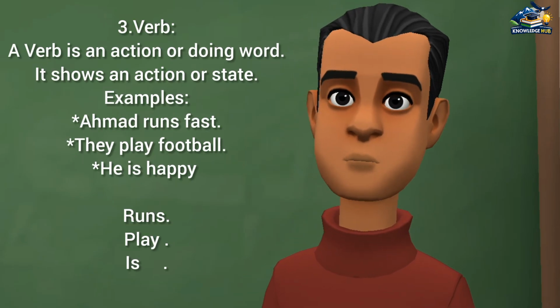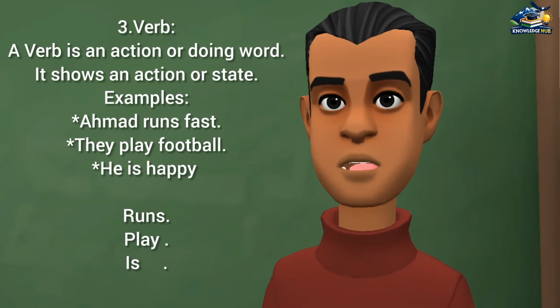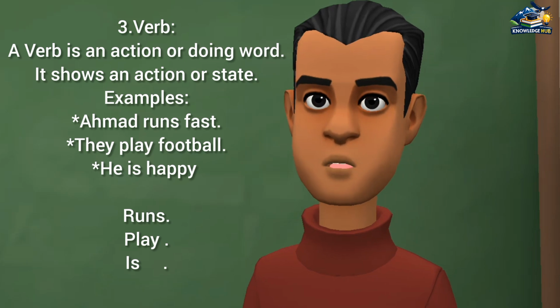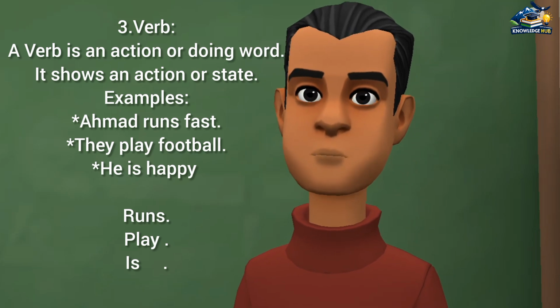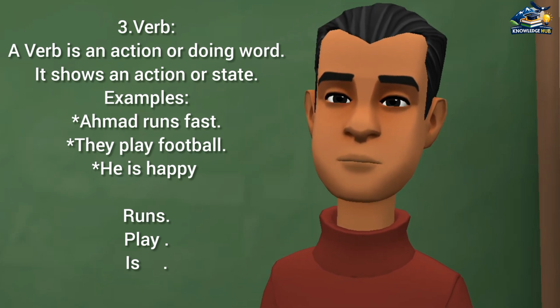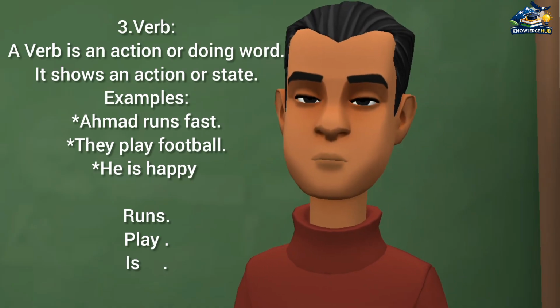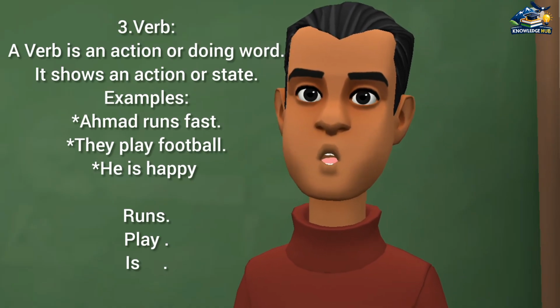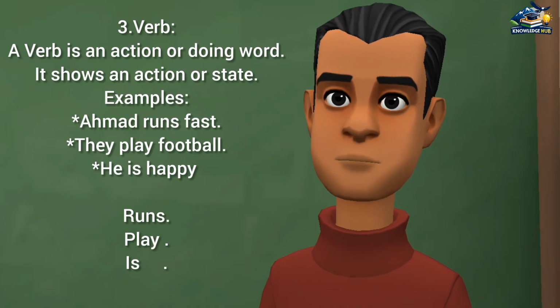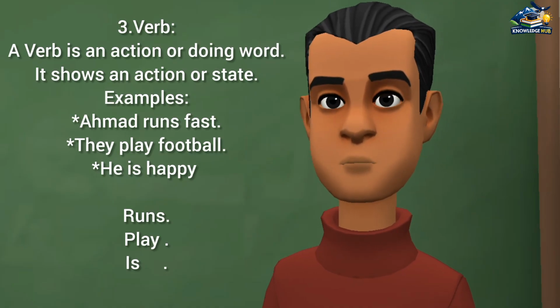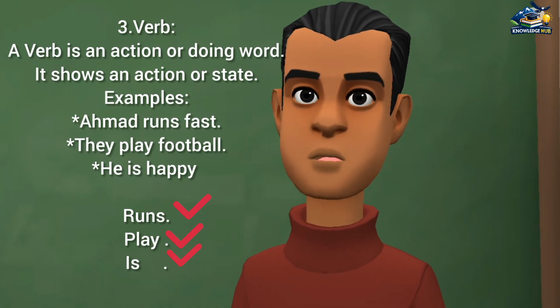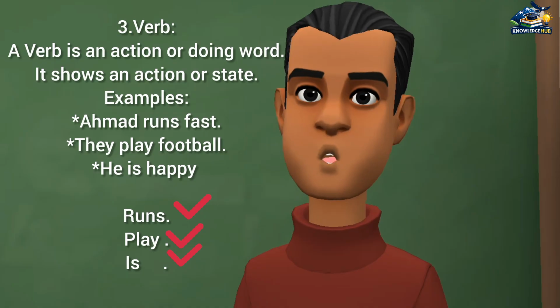Number 3. Verb. A verb shows an action or state. For example, 1. Ahmad runs fast. 2. They play football. 3. He is happy. So here, runs, play, and is are verbs.